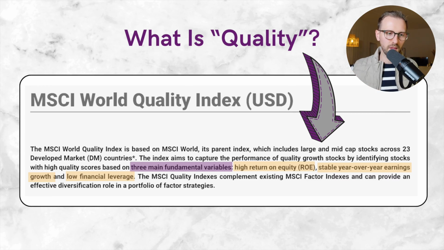So some of you might be wondering, well, what is actually quality? How is quality defined? Basically, in the world of passive investing, it can be considered a so-called factor. And I've just pulled up the MSCI World Quality Index fact sheet and highlighted that according to MSCI, the quality factor consists of 3 elements. So first of all, high returns on equity. Second of all, stable year-over-year earnings growth. And finally, low financial leverage. So all of those are quantitative factors. And interestingly, the quality approach worked everywhere.